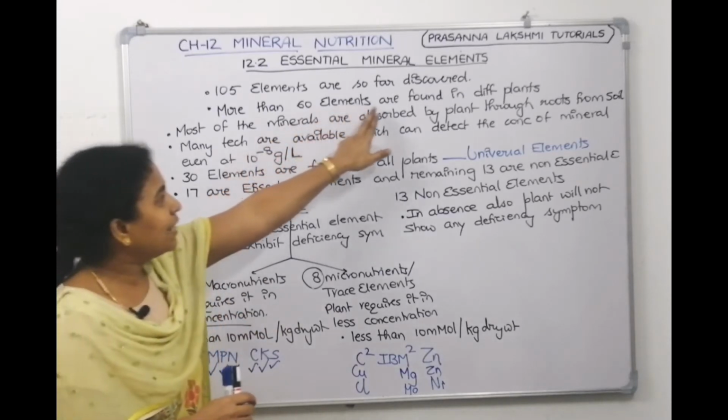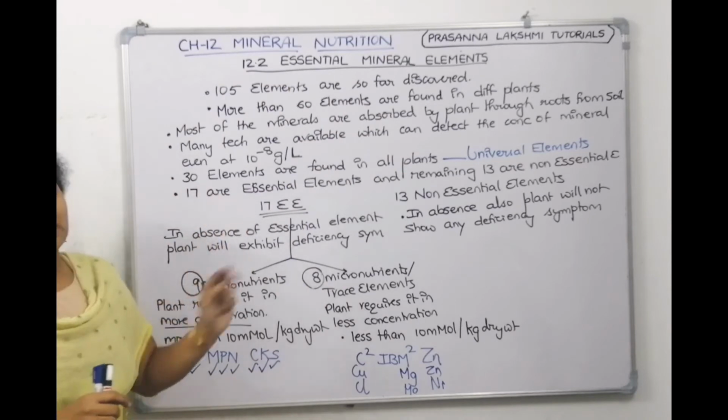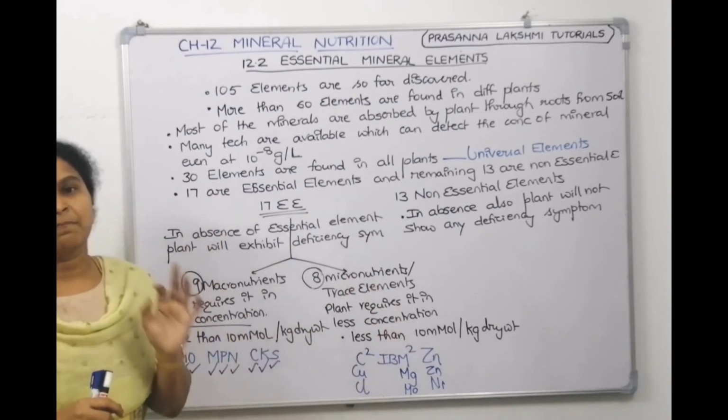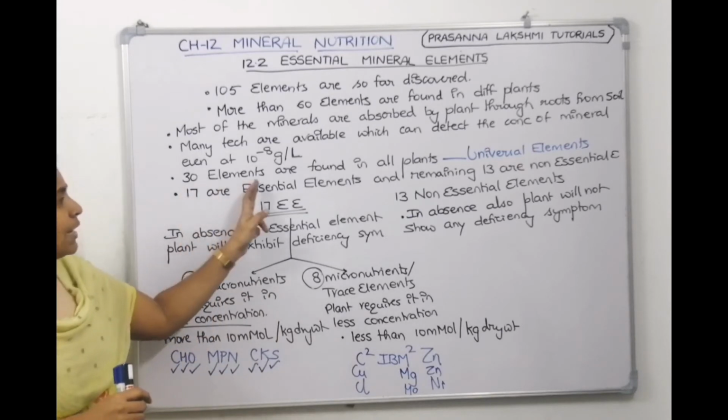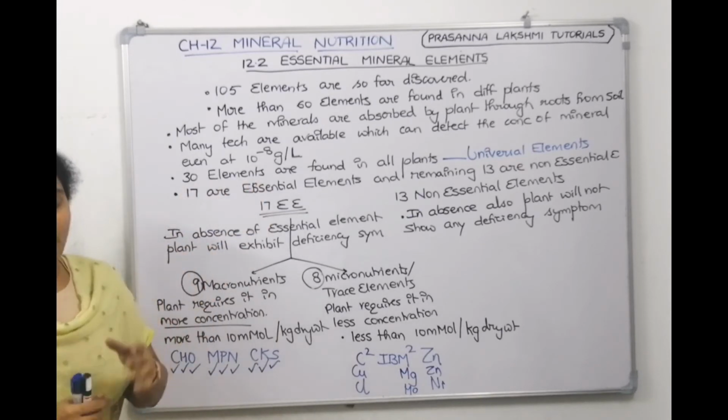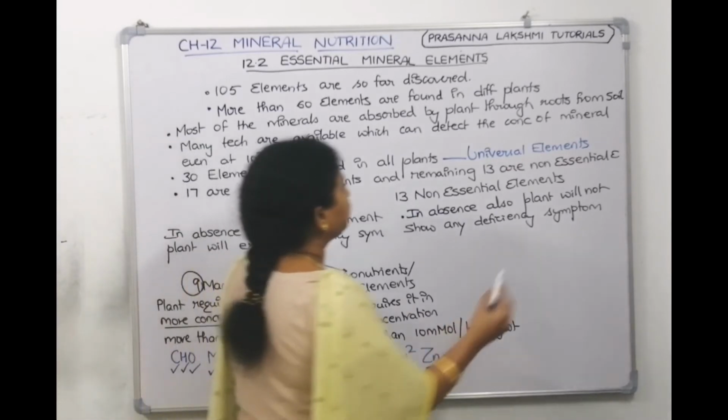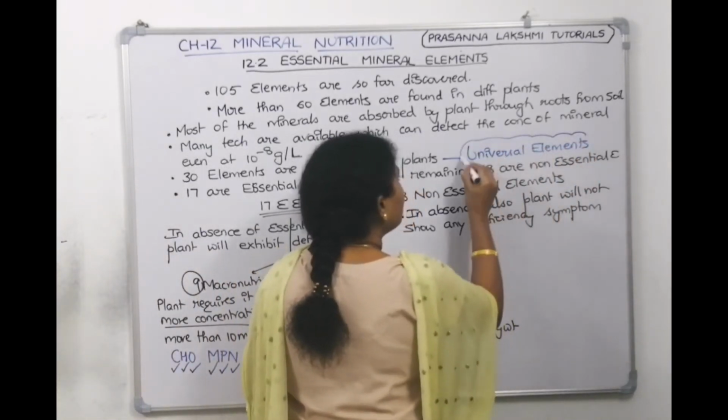Now out of 60 elements, children, 30 elements are found in all plants. Those 30 elements which are found in all plants are called universal elements.